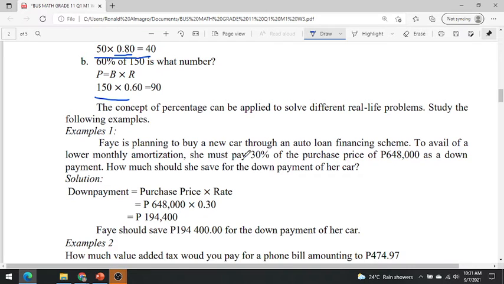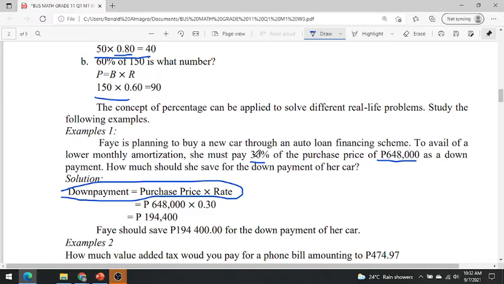Okay, so student, this is our formula po. The down payment equals purchase price times rate. So the total price of the car is 648,000. To get a loan, how much should she put down? What percent should she put down? 30%. Yes, 30%. So take note before you take a loan for a motorcycle or anything else, you need to put down 30%.